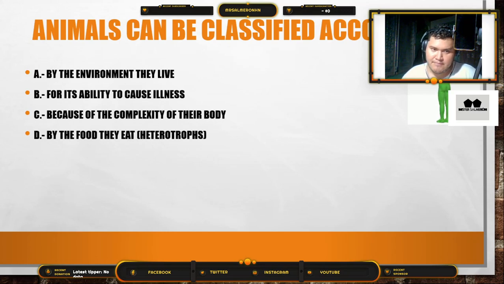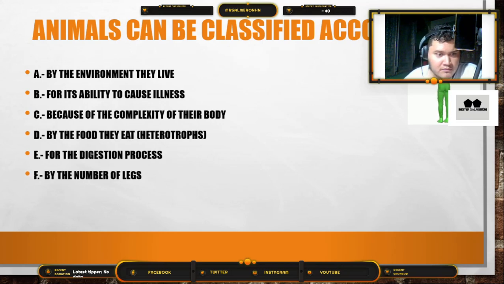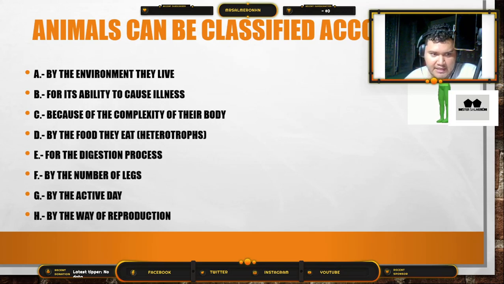That's a big advantage the plants have. They can produce their own food by just using the sunlight, but the animals, nope. We have to hunt for food. We must get our nutrients and vitamins and proteins and whatever we need from other living organisms. For the digestion process, by the number of legs, by the active day, and by the way of reproduction.